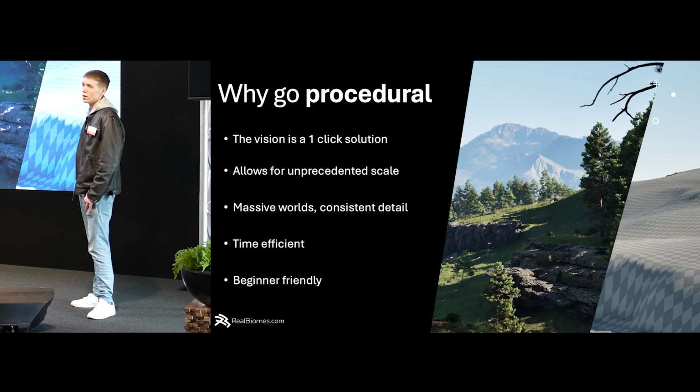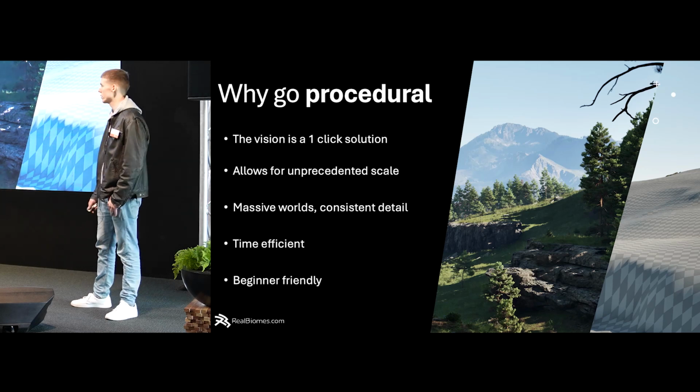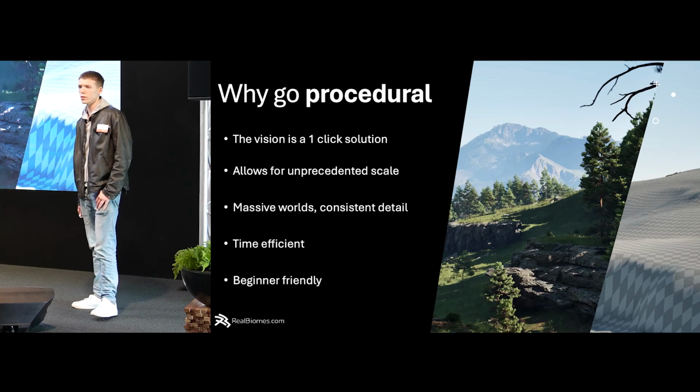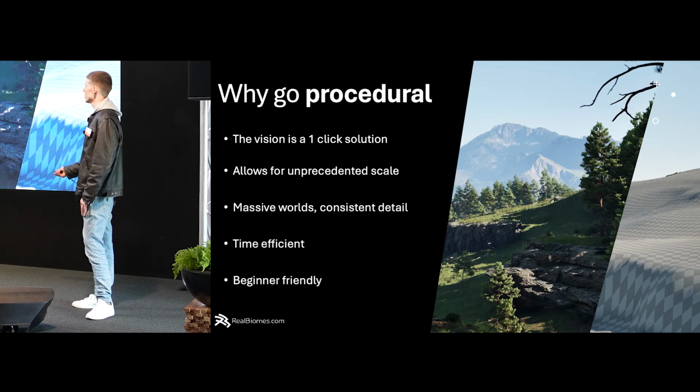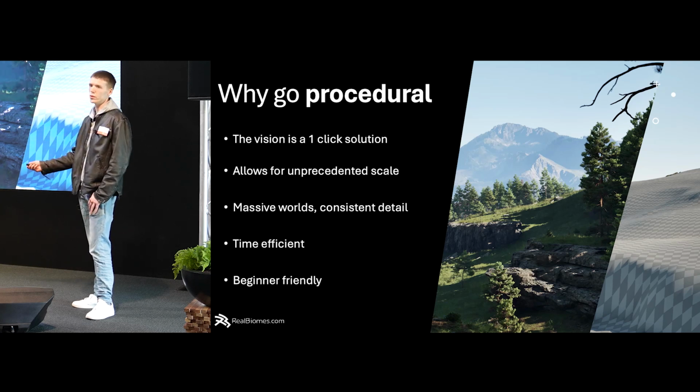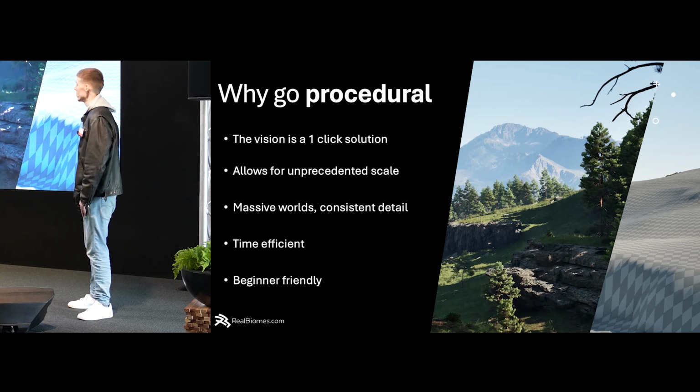You can see our packs are absolutely massive. I mean, we have 64 square kilometers for the desert. And imagine scattering this manually, that would not really be feasible. Massive worlds and consistent detail. I mean, this is also a very core aspect. Everywhere you look, it's the same. Everywhere has the same quality. Everywhere has the same density.